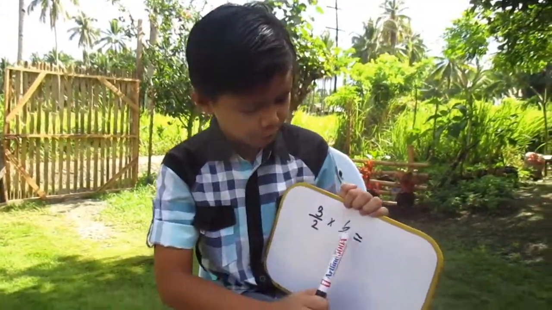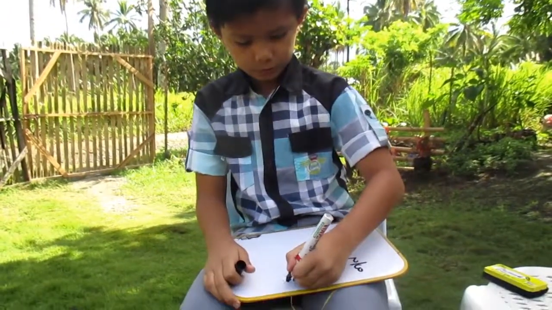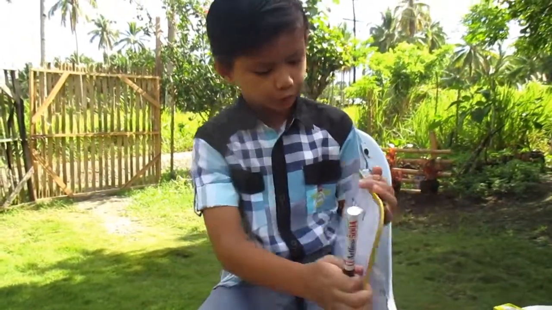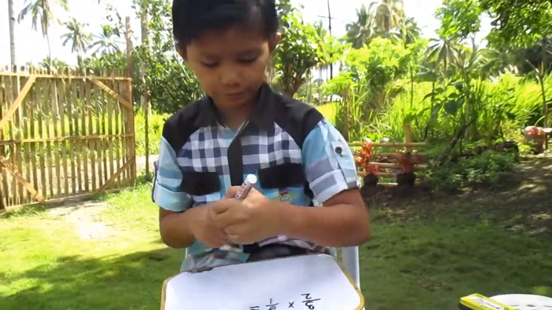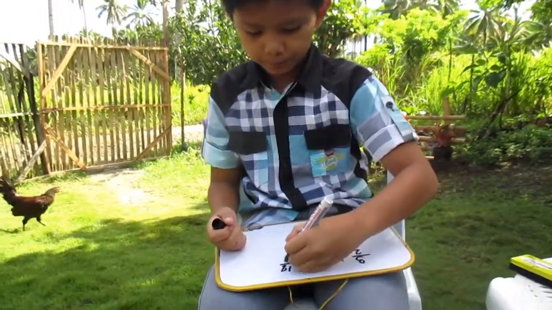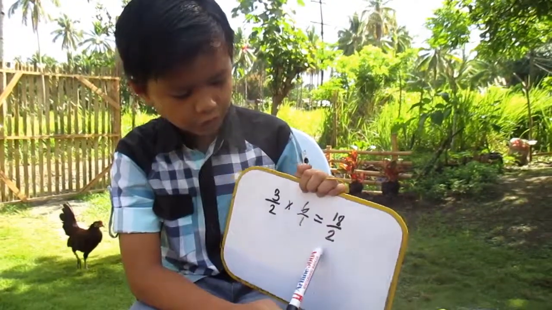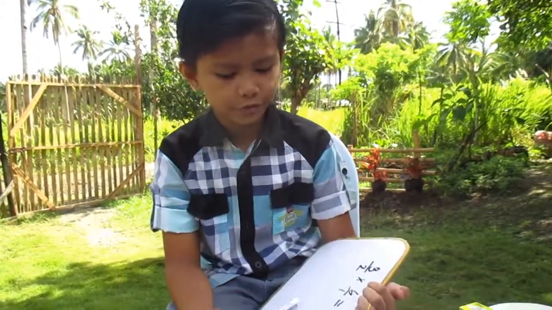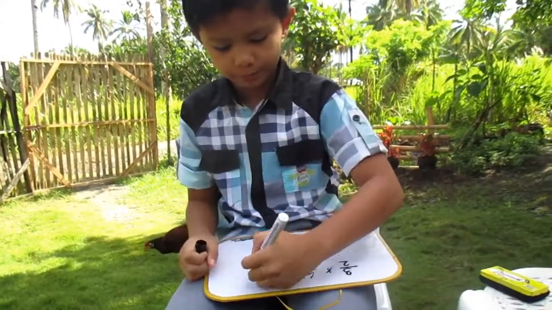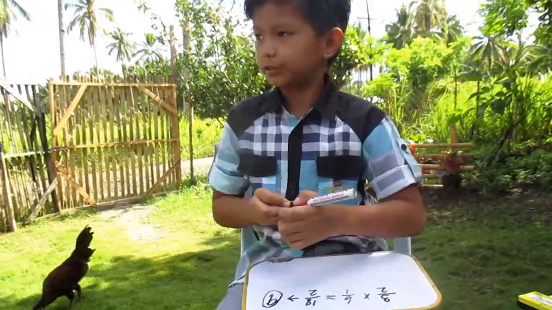So 3 times 6 equals 18. And 2 times 1 equals 2. So 18 halves. Then we just have to make it into a whole number. So 18 divided by 2 equals 9. So 9 is the answer. Did you get it, guys?